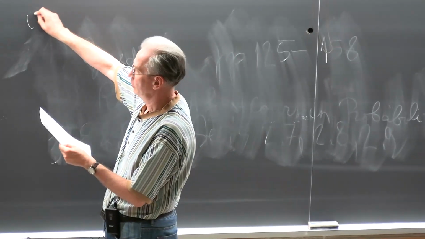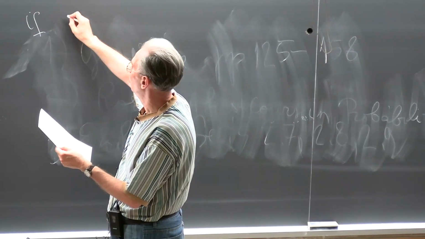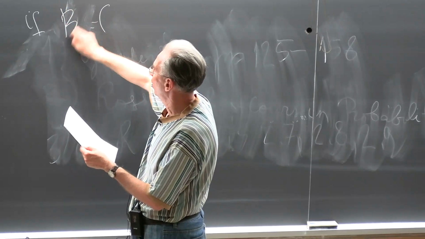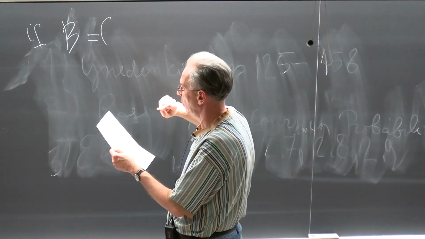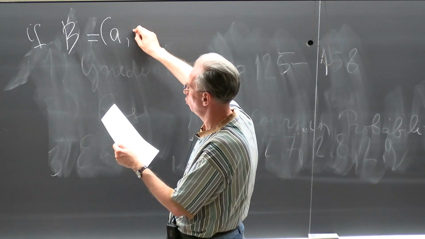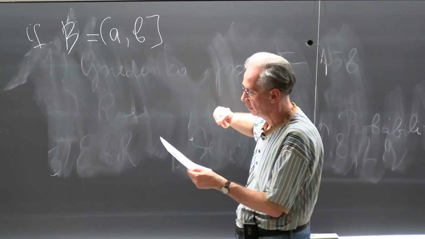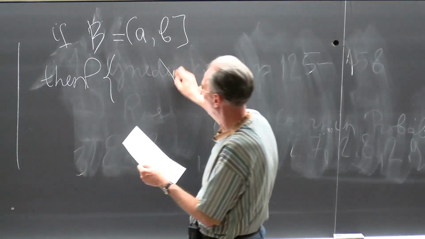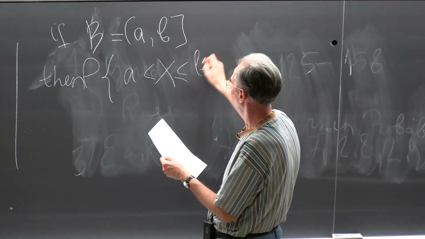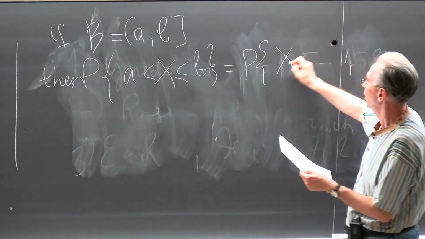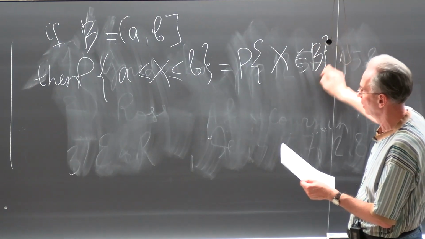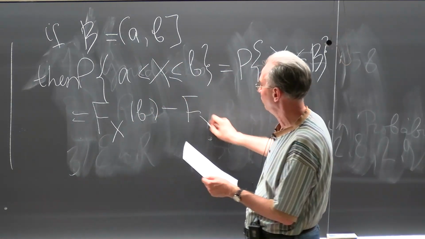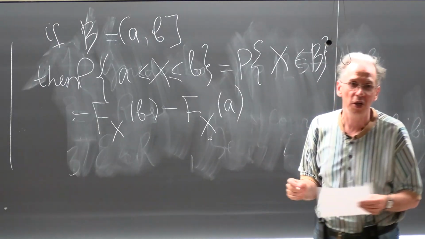Then if your Borel set B is an interval from A to B, where B is included, then the probability that your random variable is between A and B, which is the same as the probability that your random variable belongs to such a Borel set, is expressed as capital F sub capital X of B minus the CDF of this random variable evaluated at point A.